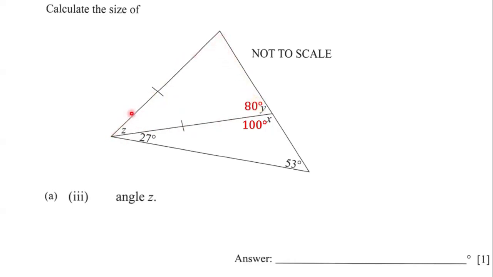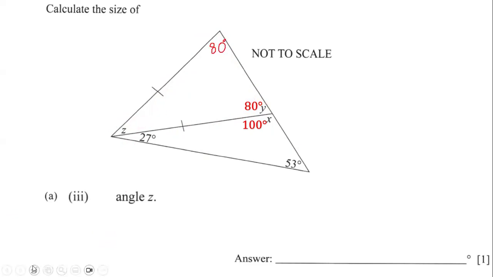So if the side lengths are equal, the angles here must be equal. And if you have a triangle where the two side lengths are equal and the two base angles are equal, we say that we're dealing with an isosceles triangle. And so if we want to determine the size of angle Z, we already know angle Y is 80 degrees. We know that this is 80 degrees, and we also know that this is 80 degrees.